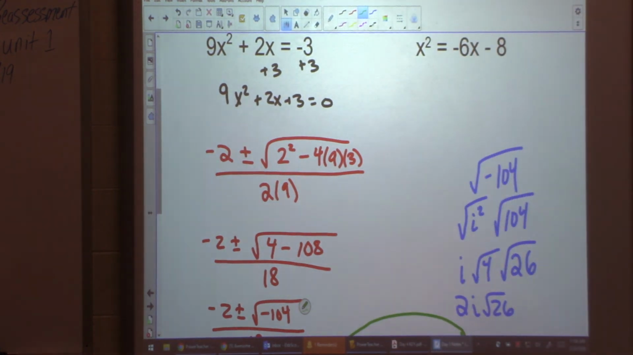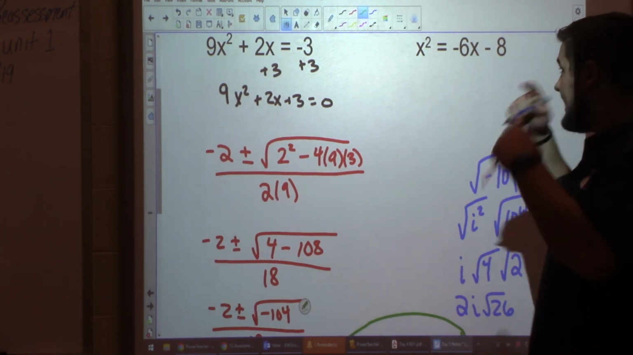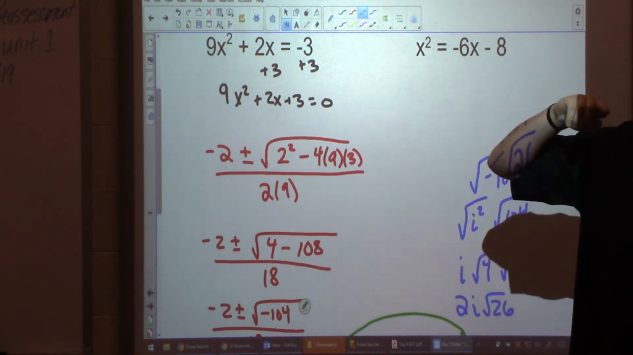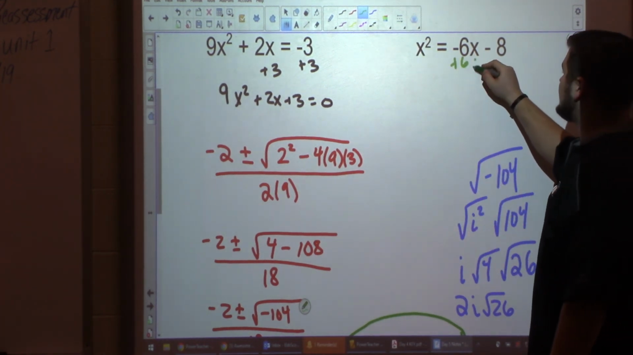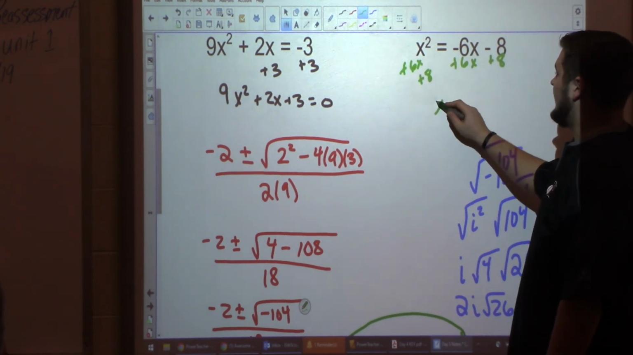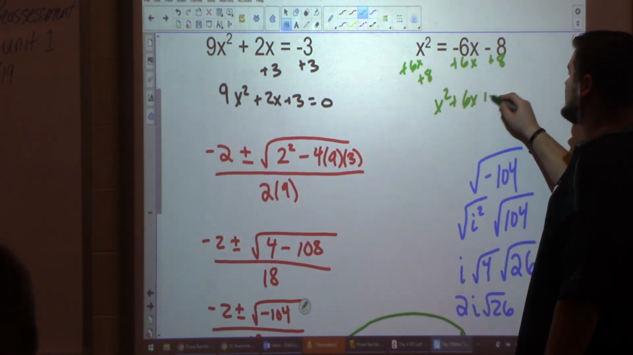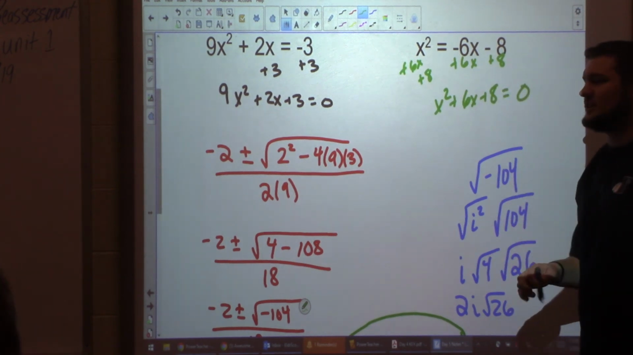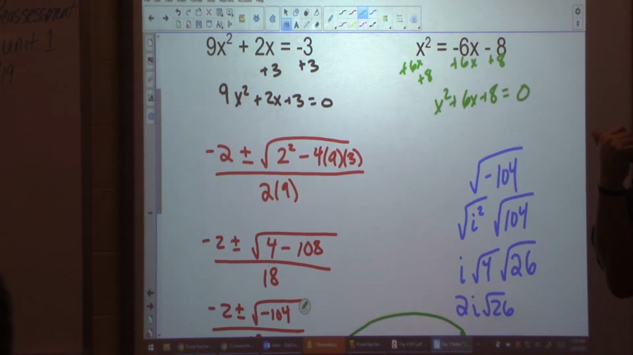Is anyone's brain telling them to subtract x squared? That's perfectly okay if you're going to use the quadratic formula. However, in my brain, I always want to keep a positive x squared, and I'll show you why. If I add 6x and I add 8, x squared plus 6x plus 8 equals 0. Hey, what could I do to that? You could do it into... What's that vocab word we use?